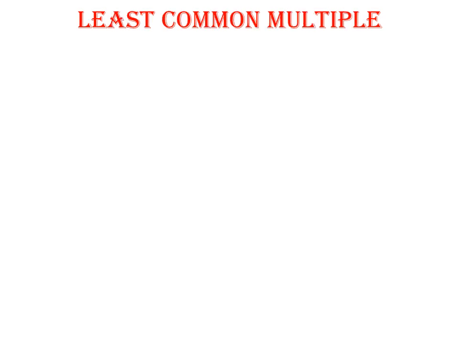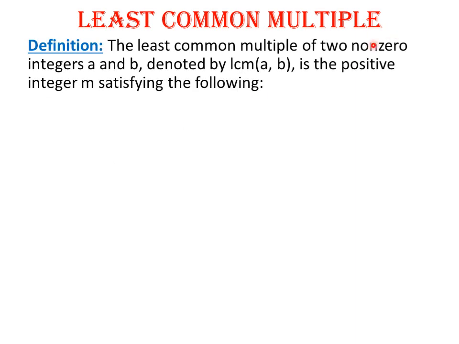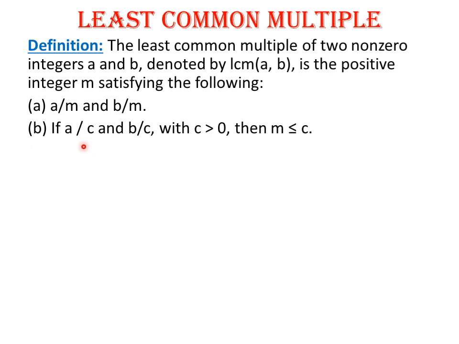Let us define least common multiple, that is LCM. The least common multiple of two non-zero integers a and b is a positive integer m which satisfies the following conditions. First condition, a divides m and b divides m. That is, both integers divide their LCM. Second property, if a divides c and b divides c, where c is some positive integer, then this LCM is always less than or equal to c. So this is the definition of LCM.